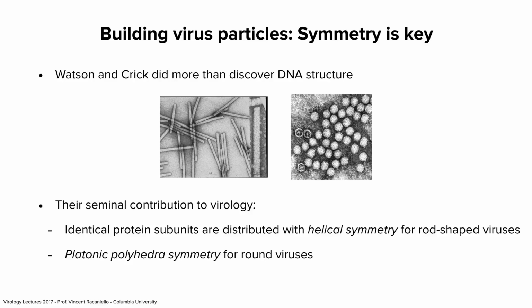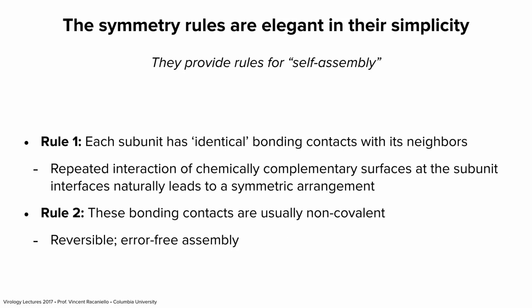And here is an electron micrograph of tobacco mosaic virus. We've seen many times already. This is a rod-shaped virus built with helical symmetry. And on the right is poliovirus again, a spherical virus built with icosahedral symmetry. All right, so I want to explore these two kinds of symmetry now and explain to you how they work.